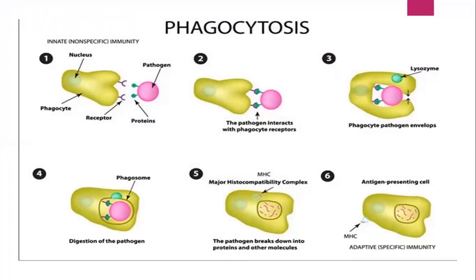So now, what is the meaning of phagocytosis? As you can see in the first diagram, it is innate non-specific immunity. These are the phagocytes or the phagocytosis process. You can see in this cell, this is a white cell.